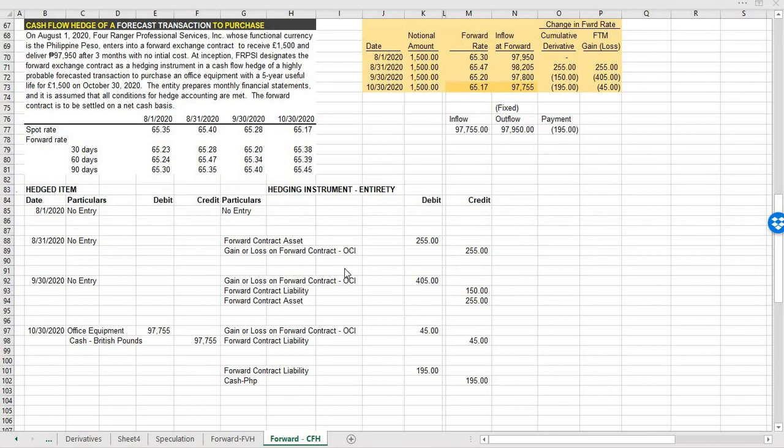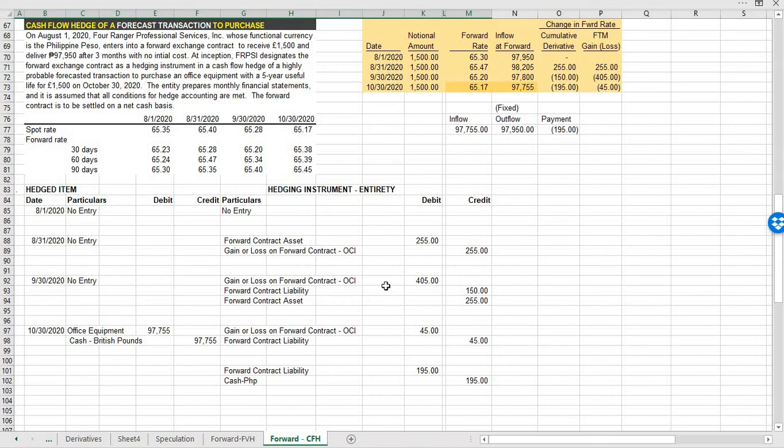So bakit natin siya nire-record sa other comprehensive income? Kasi nga, hindi pa siya pwede sa profit or loss. Kasi walang sense kung sa profit or loss mo siya i-record in these dates, kasi nga, wala pa siyang i-offset dito sa petsa na to related sa hedge item. Kaya, for the meantime, dito muna sila sa other comprehensive income. Tapos, i-reclassify na lang natin from OCI to profit or loss kapag mangyayari na yung offsetting.